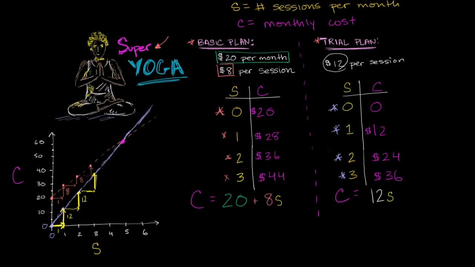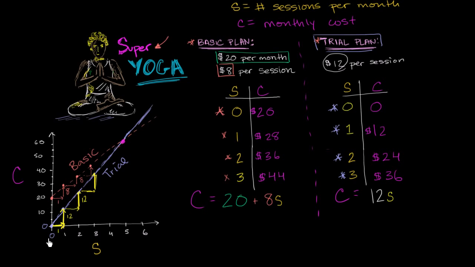In the last video, we began to visually explore the relationship between the number of sessions I attend and my monthly cost given the different plans. So right here in this blue line, we visualized it for the trial plan. And in this orange dotted line, we visualized it for the basic plan. And hopefully it intuitively represents what we already understood about the different plans.